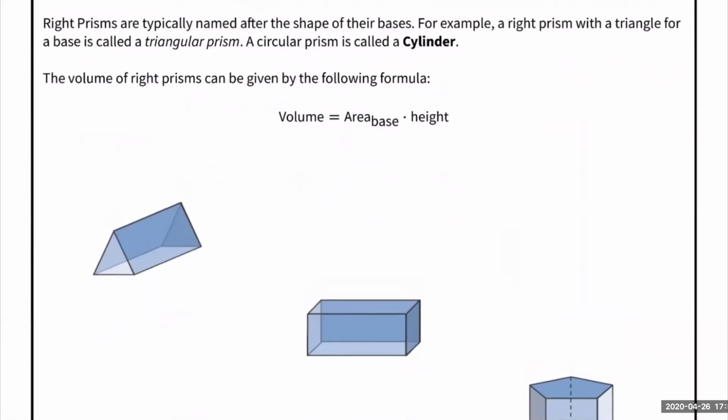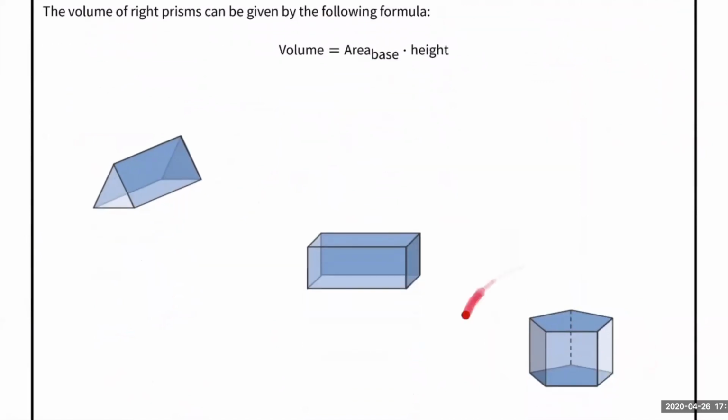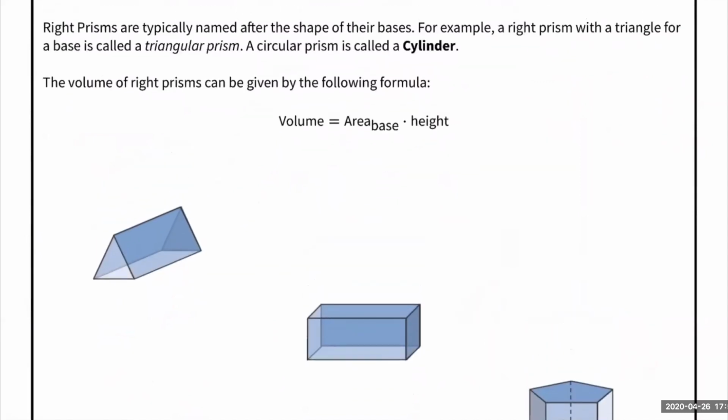So we said that the prisms are named after the shapes of their bases. So triangular prism, hexagonal prism, right? But we also have a special type of prism. It's a circular prism, but we never refer to it that way. We call it a cylinder, right? So I'm sure you know what a cylinder looks like, but a cylinder is essentially a prism. It just has a circle for a base.